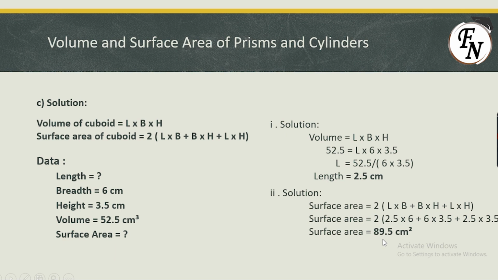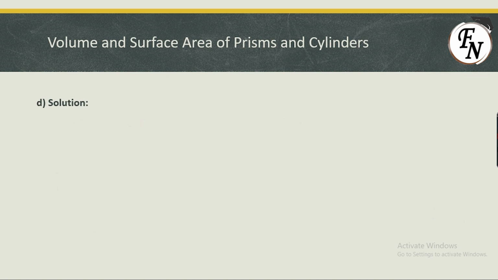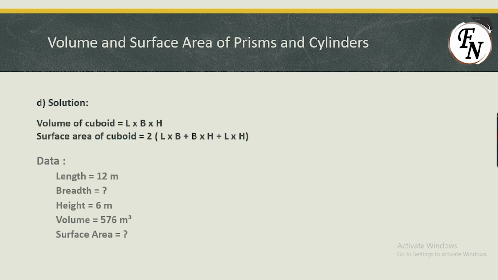Now the D part. You must have understood it by now, that we are using the formula for volume, as volume is given, and we are finding the missing dimension, which is length, breadth, or height. In this case it is breadth, and then after getting the breadth we substitute length, breadth, and height, everything, in the formula, and we obtain the surface area.